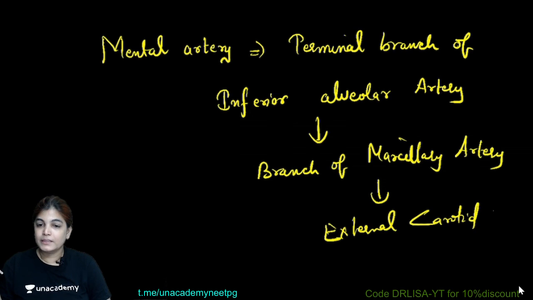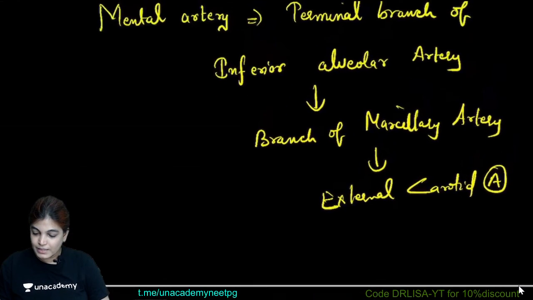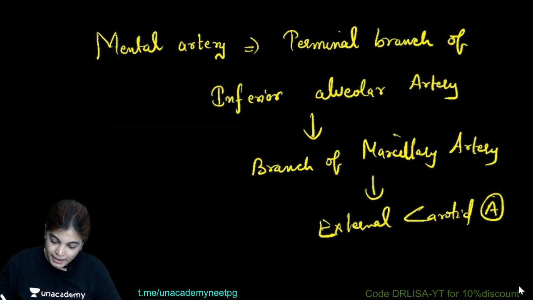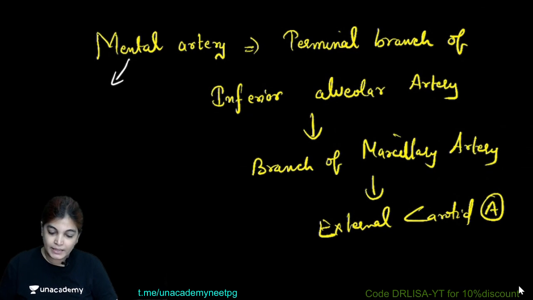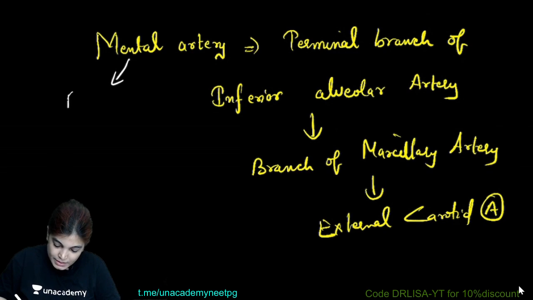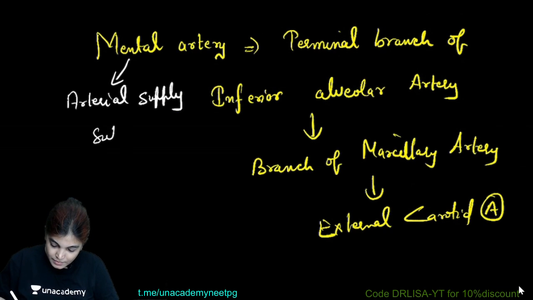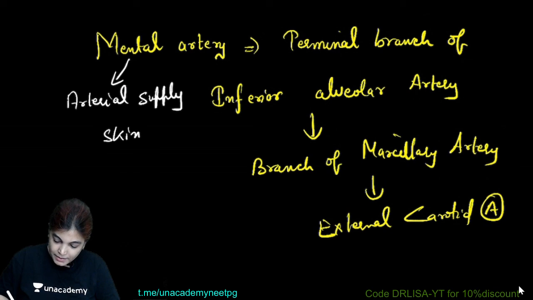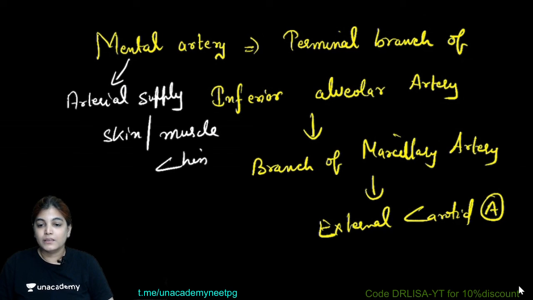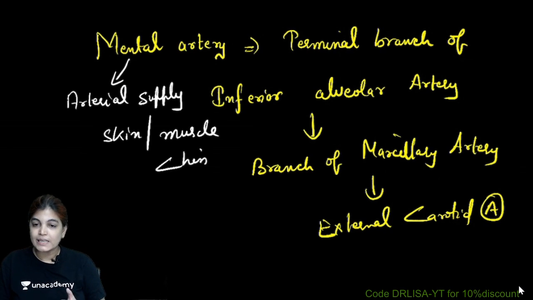Okay, and this mental artery is supplying, the mental artery is giving blood supply to which area? It is giving arterial supply to the skin and muscles of the chin. Okay, so this option is correct. So only option C is incorrect. We have already found the correct answer to the MCQ.